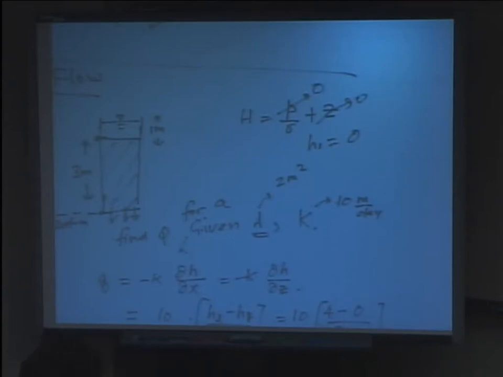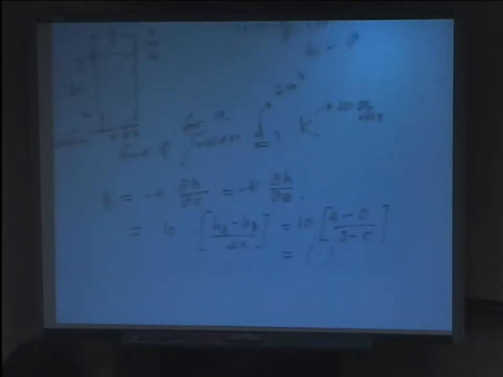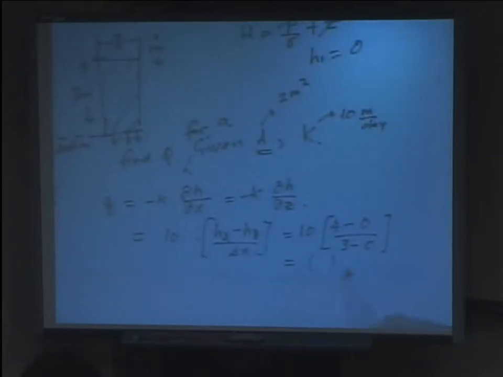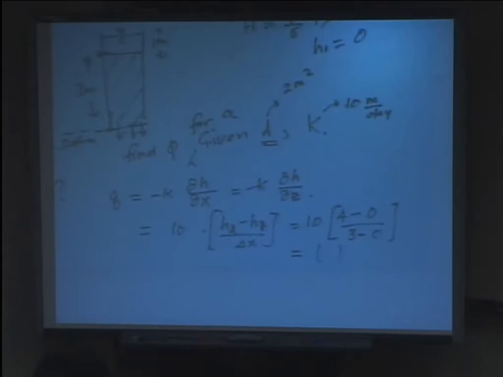Okay. So you just do the math. That's the Q. That's the number. Okay, and once you find the Q, from that you can find A, because Q is equal to little q times A. It's a flux, and once you know the A, you know the flow rate.